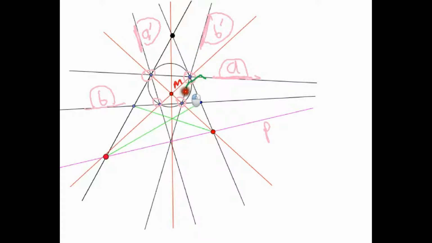We go from A to B dash. And now once again we hit one of these rays from the Brianchon point, and once again we change direction, and so this time we then go from A to B, like so.